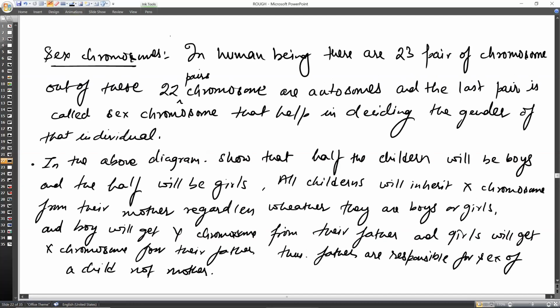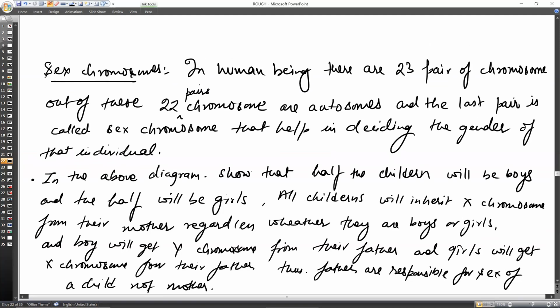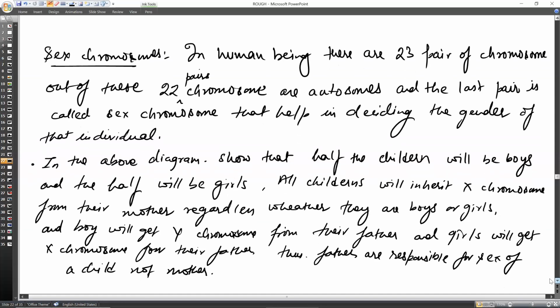Many times this question is asked in the examination, so please note it down properly. The questions will be sent in your homework, which you need to do. Many types of questions are asked in the examination on this topic: how the father determines the sex, how fathers are responsible, how women are not responsible. In case study questions, many questions are asked on these topics. Everybody understood this concept?